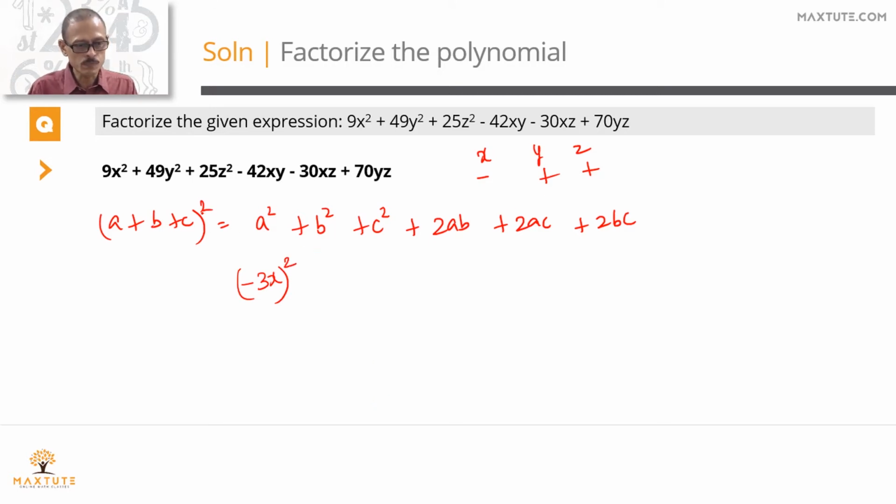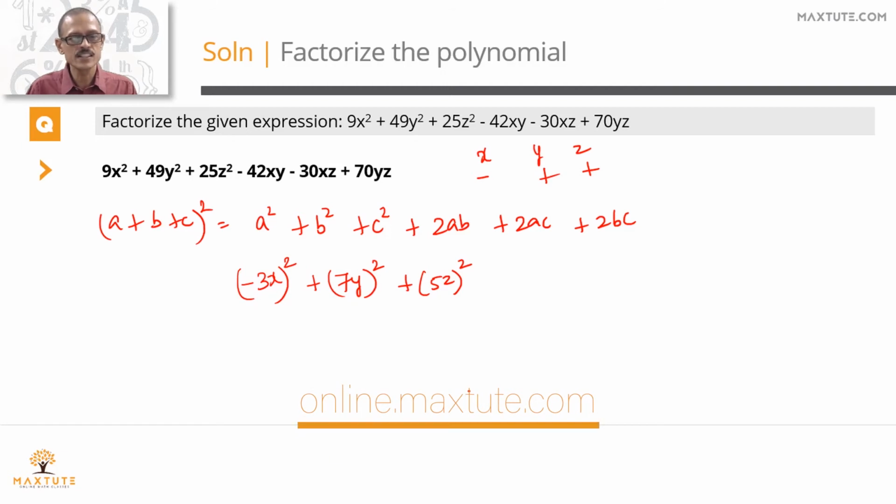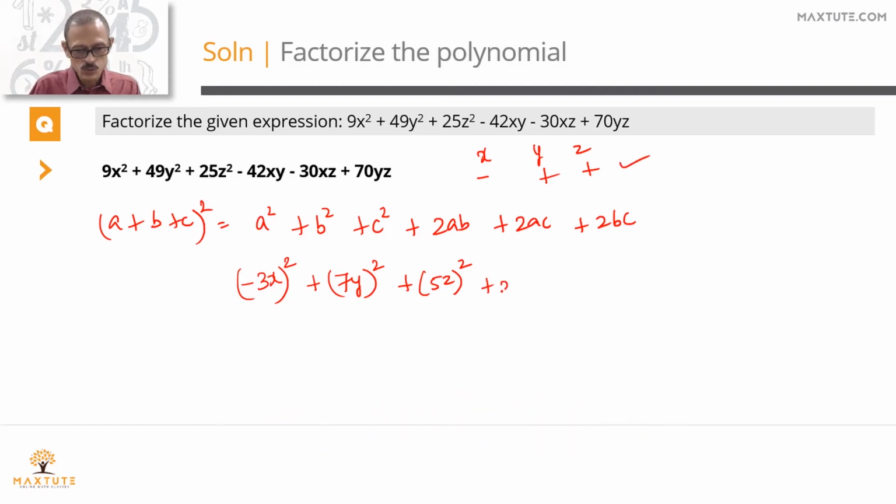Coefficient of y is positive. We are taking b square as 49y square. So this will therefore translate to 7y the whole square. Similarly, c square is 25z square, which can be written as 5z the whole square. Coefficient of x negative, y and z positive. This condition is satisfied.